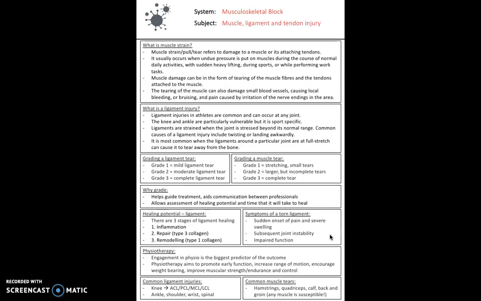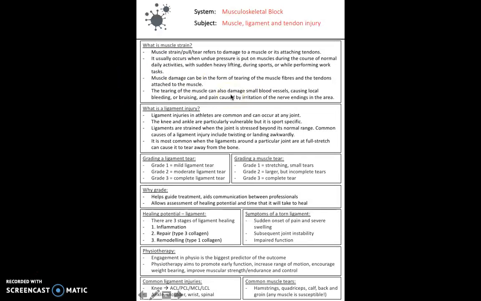Next we can look at muscle, ligament and tendon injuries. Key things to remember here are that ligaments connect bone to bone and tendons connect bone to muscle. First of all, a muscle strain. This refers to damage to a muscle or its attaching tendons, and it's usually due to undue pressure on the muscles during the course of normal daily activities or with sudden heavy lifting or sports.